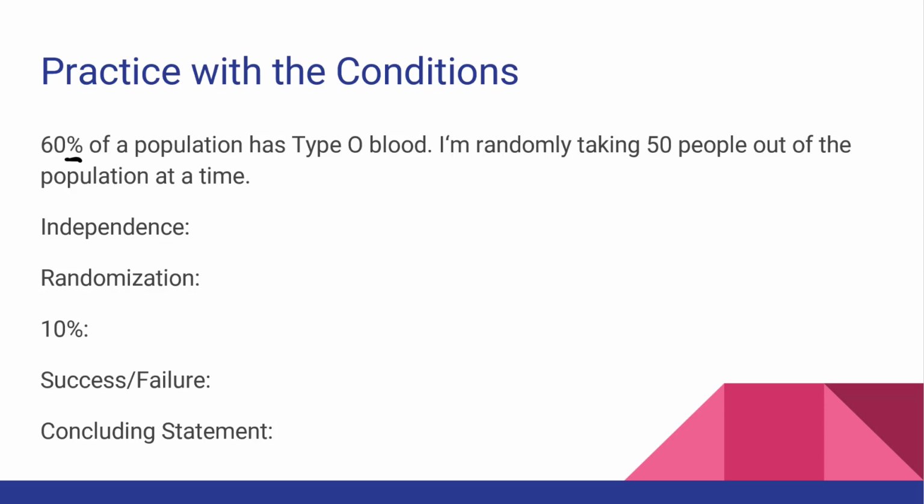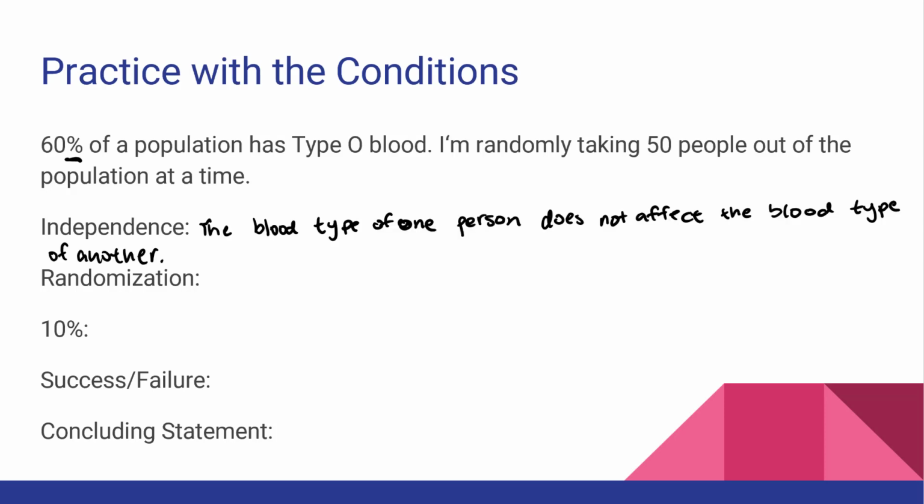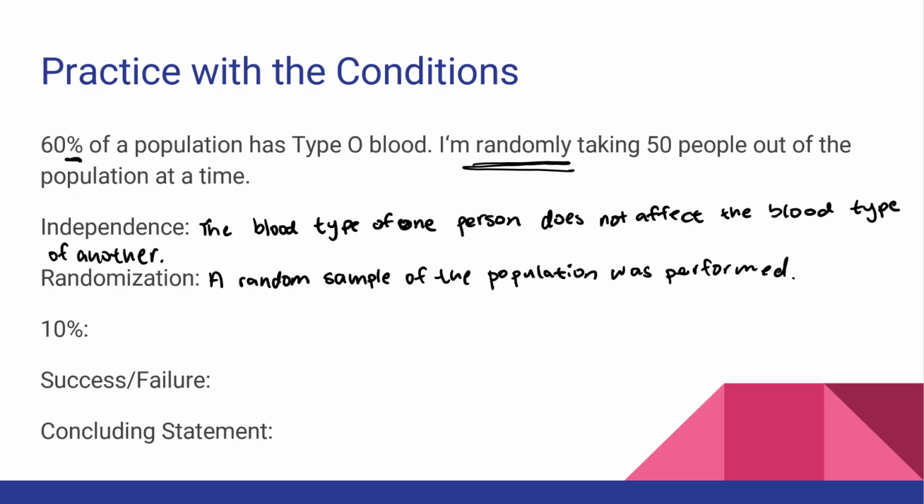I'm randomly taking 50 people out of the population at a time, and then looking at their blood types. So for independence, this is when one subject does not affect another. So does the blood type of one person affect another? We say no. Independence has been maintained. So we would write it like this. Next, we ask ourselves, is the sample randomly taken? So we go back to the question and we see in the second sentence this word right here, randomly. So yes, our sample is random. How would we write that? A random sample of the population was performed.